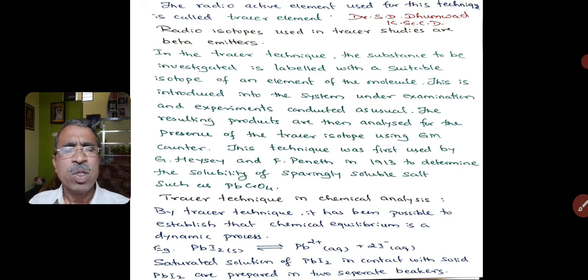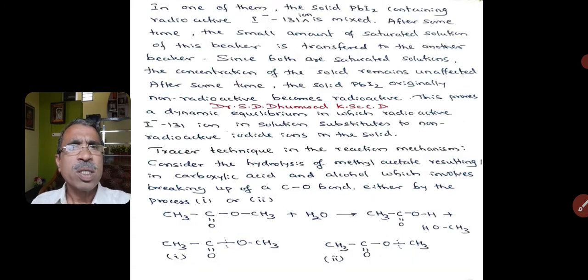How to illustrate it? Let us take an example, lead iodide in solution. It is in equilibrium with lead ions and iodide ions. Saturated solutions of lead iodide in contact with solid lead iodide are prepared in separate beakers. In one of them, solid lead iodide containing radioactive iodide, that is iodine-131, is mixed. After some time, a small amount of saturated solution from this beaker is transferred to the other beaker. Since both are saturated solutions, the concentration of the solid remains unaffected.